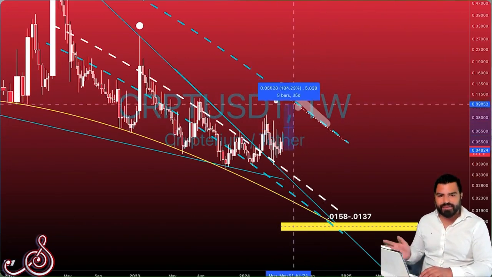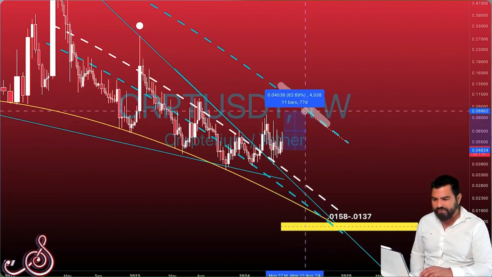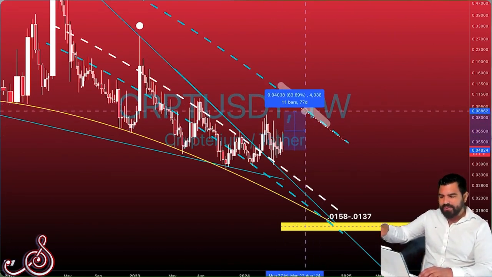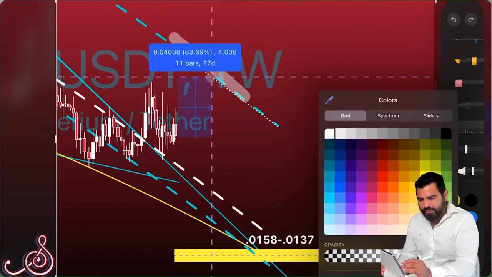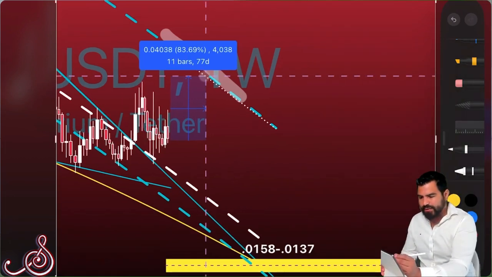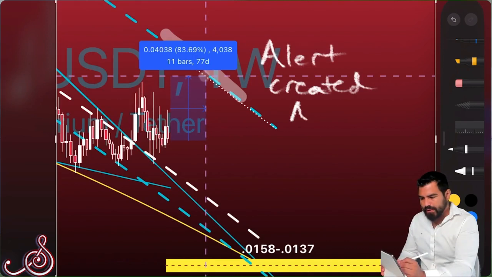But the line is up here, and there's a potential. So I'm just going to go about halfway there. In August 12th, it's approximately 83%. Alert created. And that's how you can perform the analysis for Mixed Tiger. Alert created along resistance.